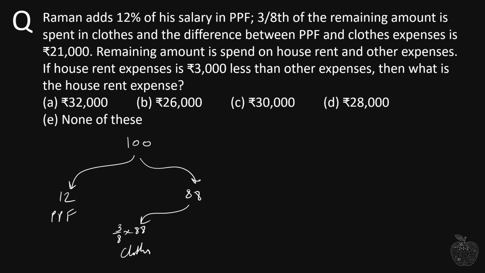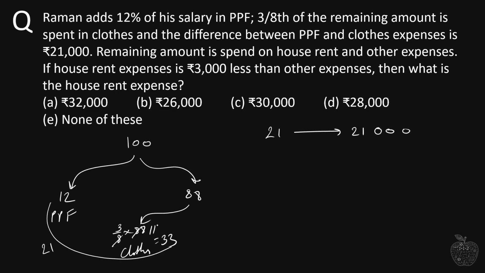And the difference between PPF and clothes expense is 21,000. So his spending on clothes is 88 divided by 8 is 11, into 3 is 33. So the difference between PPF and clothes here is 33 minus 12 is 21. So according to our assumptions, the difference between PPF and clothes is 21. But according to the question, the difference between PPF and clothes expense is 21,000. So that means this 21 is equal to 21,000.